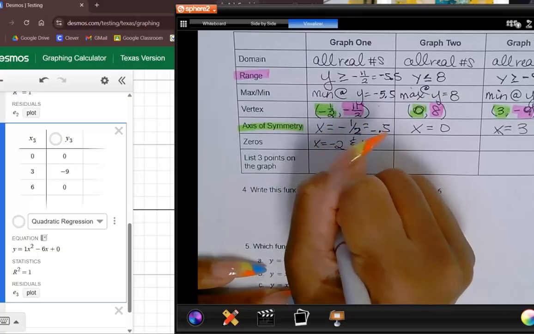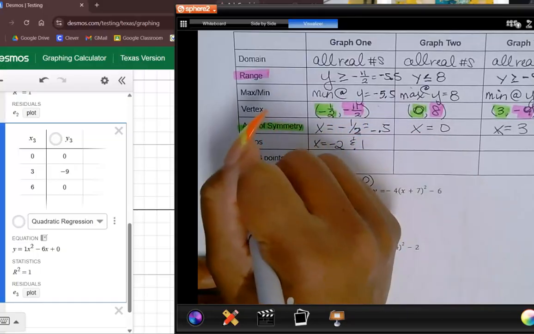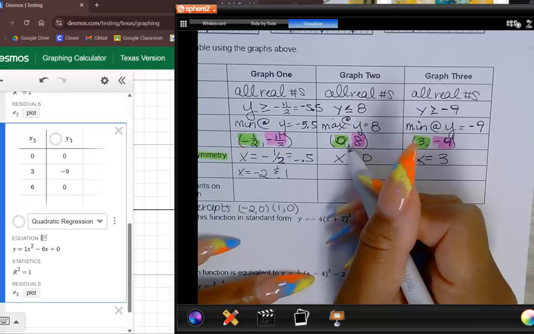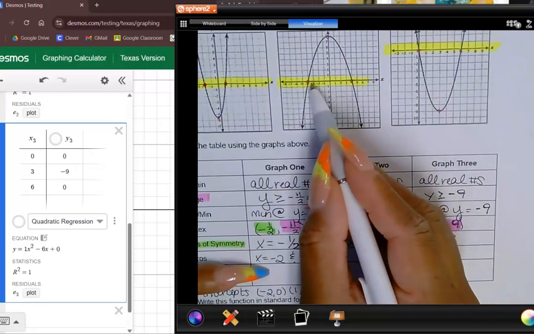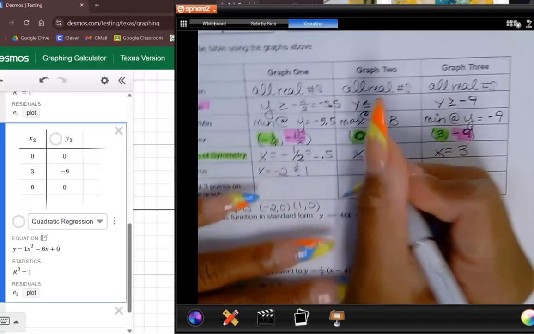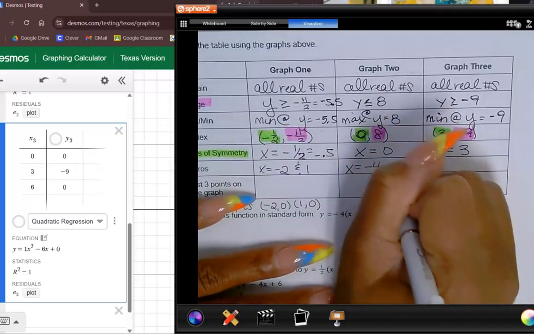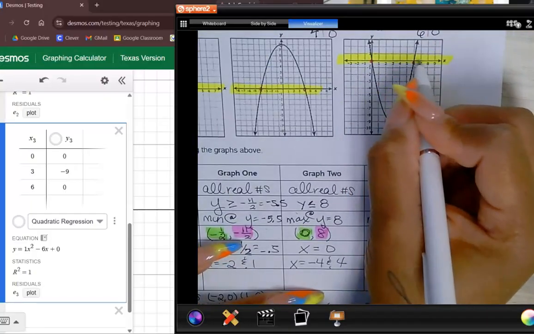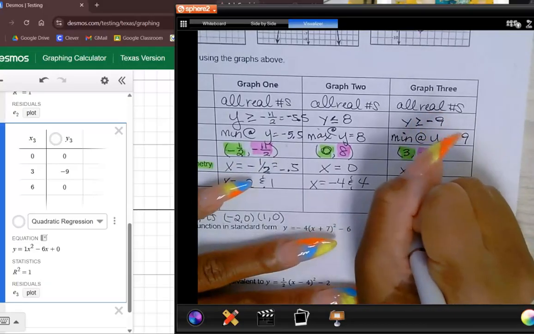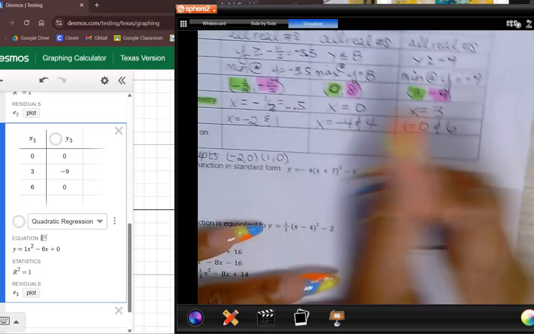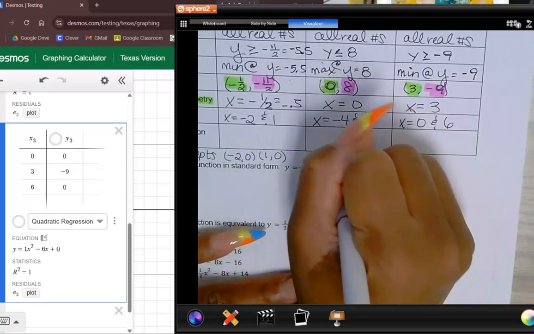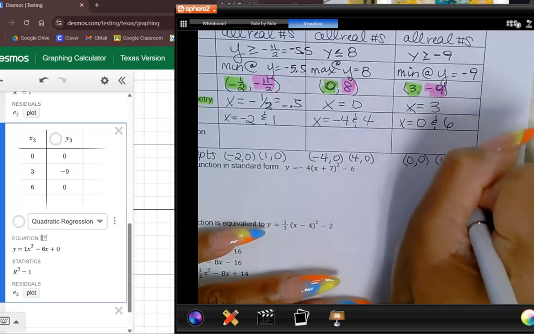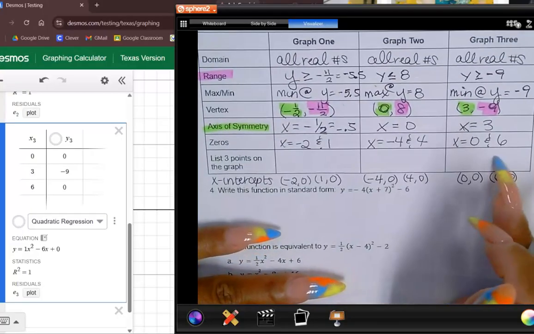Then it would be (-2, 0), (1, 0). X-intercepts. This one has x-intercepts at (-4, 0) and (4, 0). -4 and +4. And this one has x-intercepts at the origin and at 6. x equals 0 and 6. And then the coordinate pairs for that are (-4, 0), (4, 0), (0, 0), (6, 0).